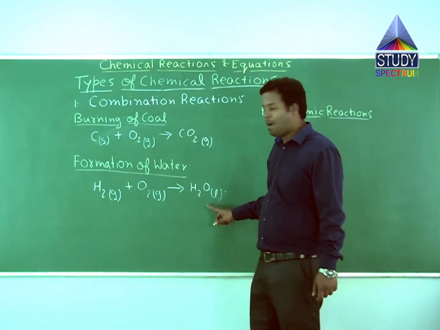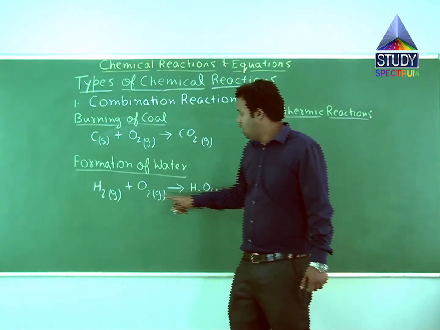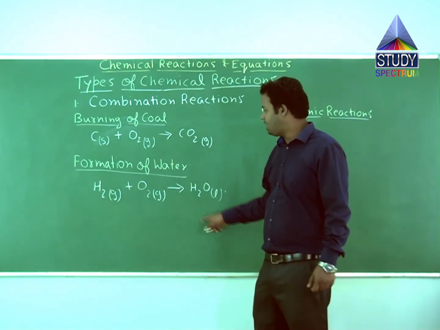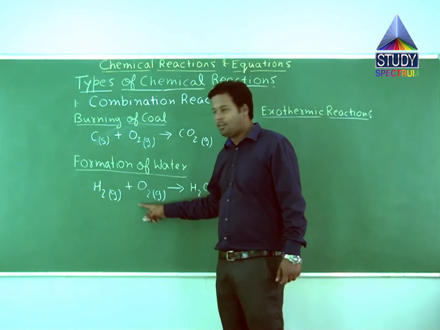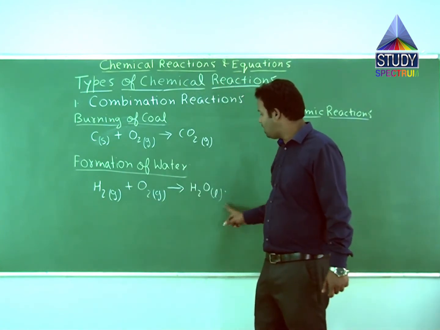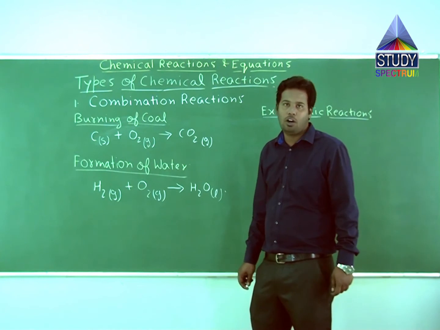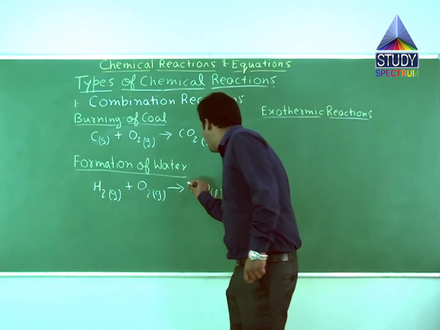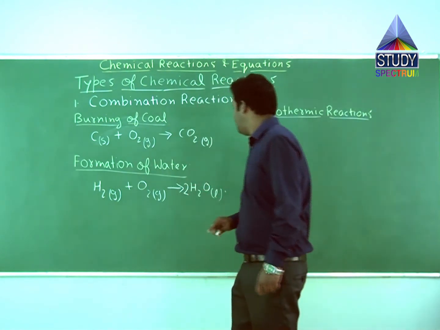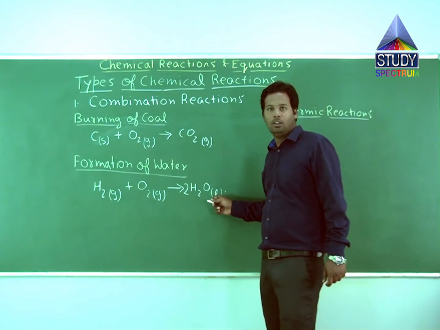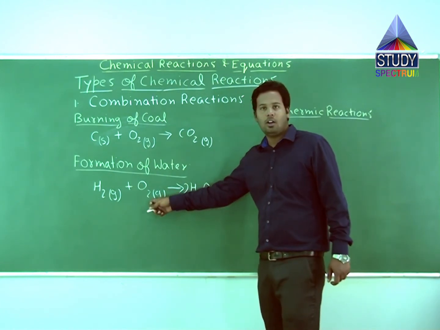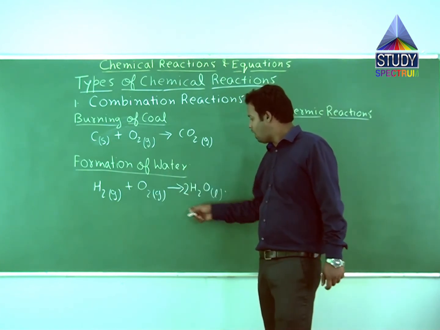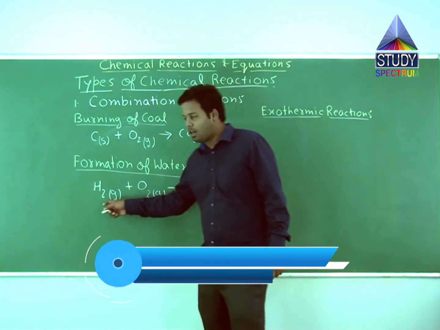But is this reaction balanced? Let us see if this reaction is balanced or not. Two hydrogen atoms on the left hand side, two hydrogen atoms on the right hand side, two oxygen atoms on the left hand side, and one oxygen atom on the right hand side. It means oxygen is not balanced. So if we try to balance this oxygen, I can place 2 over here so that oxygen atoms become two on the right hand side also, as oxygen atoms are two on LHS. But the problem is now there are four hydrogen atoms on RHS and two hydrogen atoms on LHS.